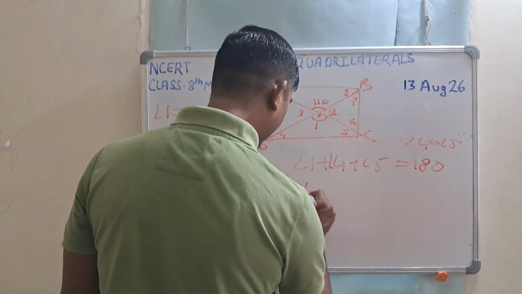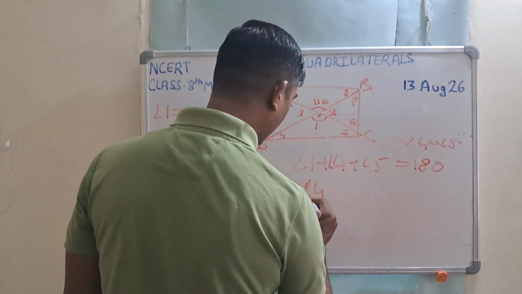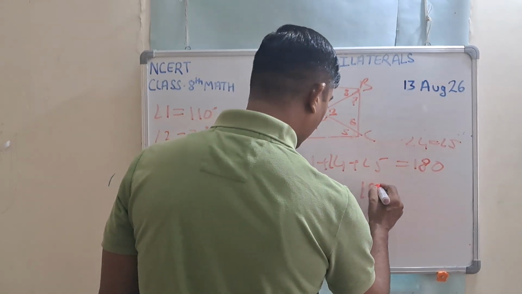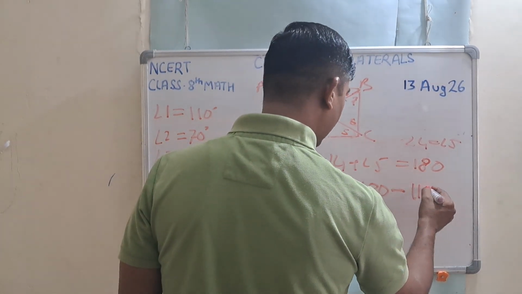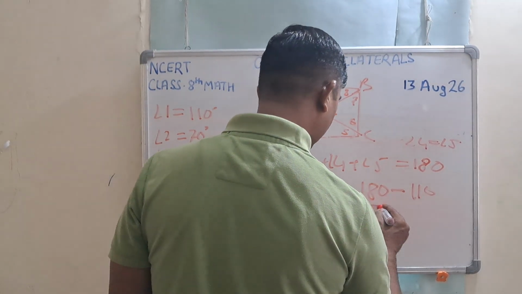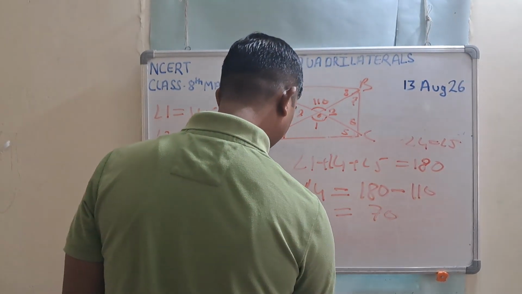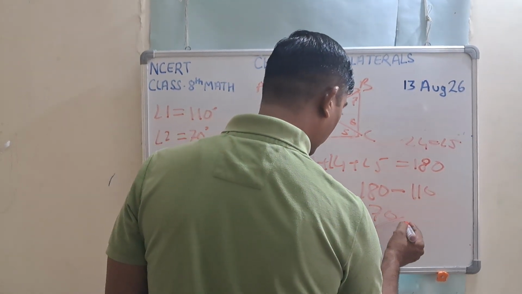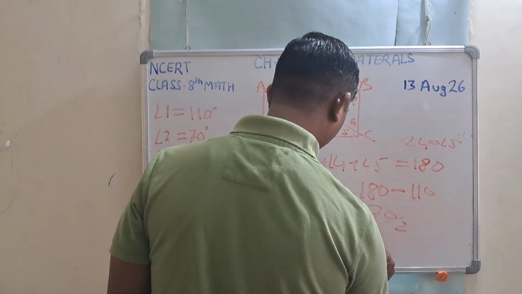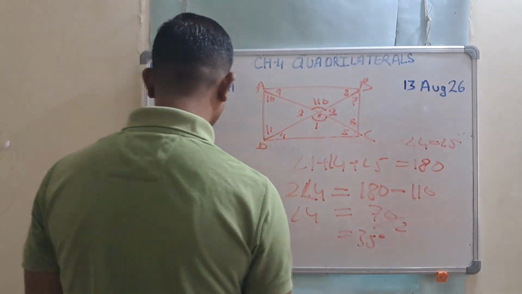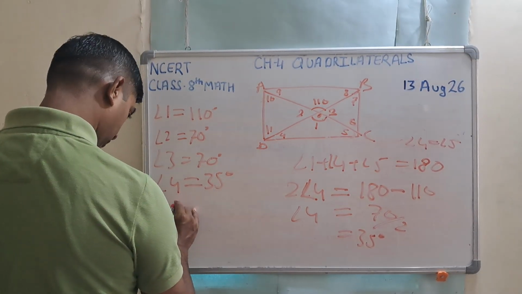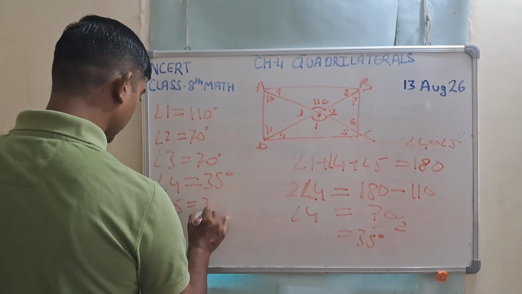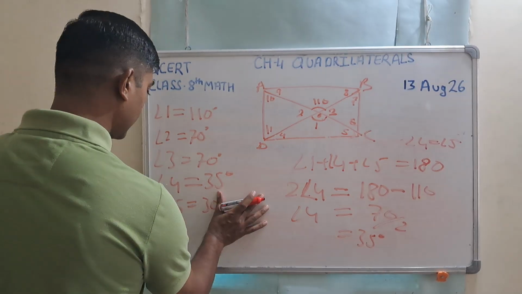So 2 times angle 4 is equal to 180 minus 110, and the result is 70. Angle 4 is 70 by 2, that is 35 degrees. So angle 4 is 35 degrees, and angle 5 is also 35 degrees.